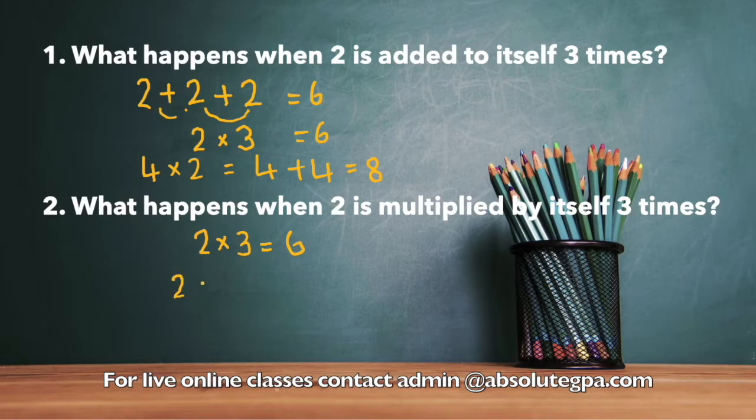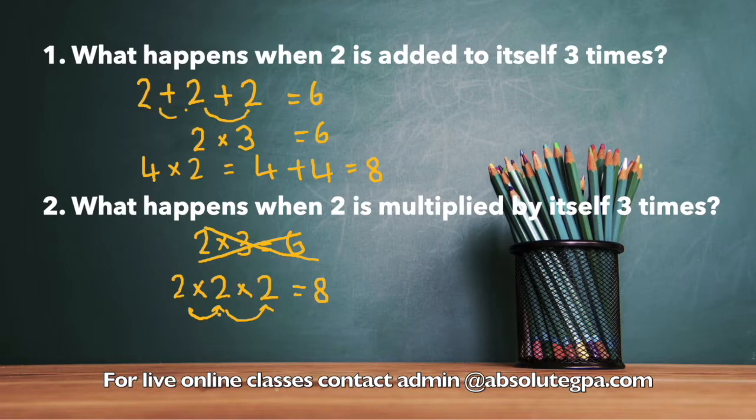What happens when 2 is multiplied by itself 3 times? That means 2 is multiplied by itself, that is another 2, like that, for 3 times. So what is our answer? 2 times 2, that is 4, and 4 times 2 would be 8. So this is the wrong answer. So how can we simplify this and write? That is where we use exponents.